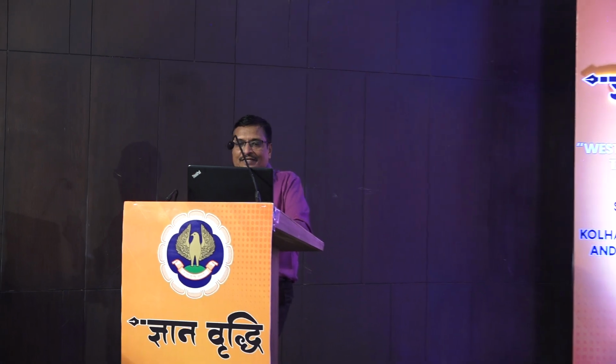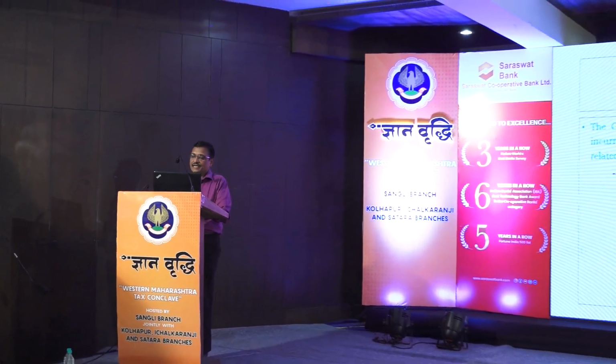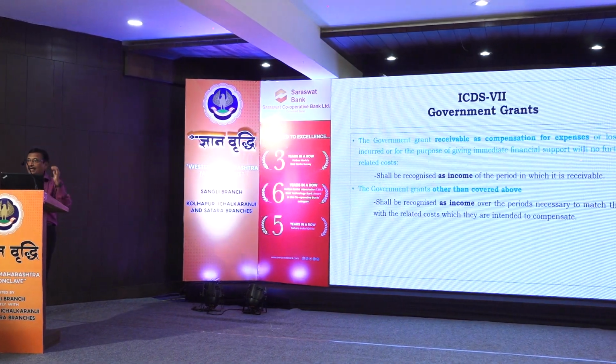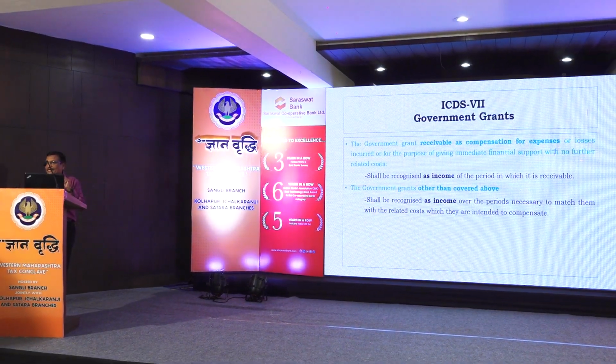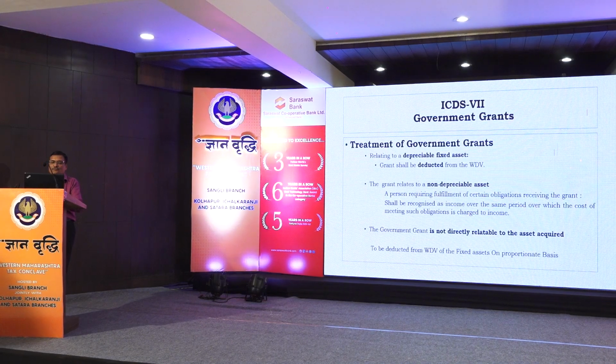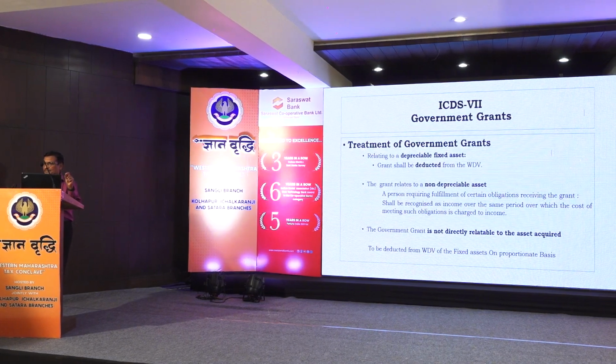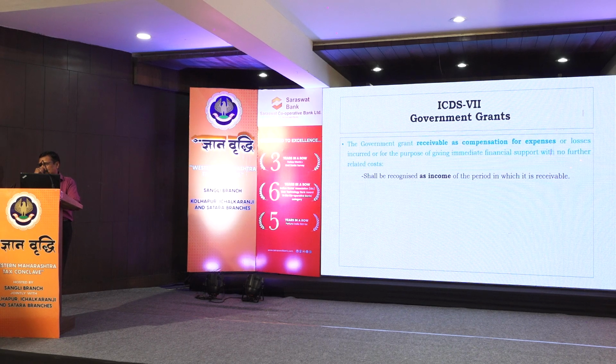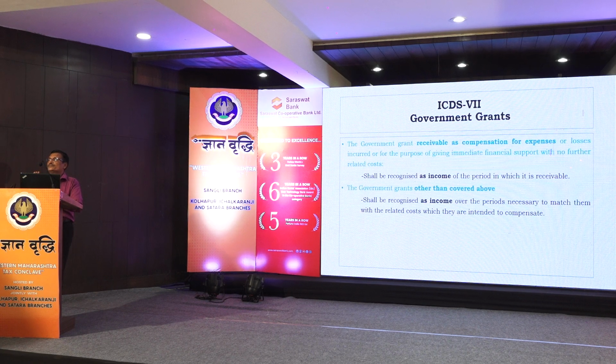And government grant receivable as a compensation of losses incurred, electricity duty and all those things as we see, they should be recognized as income in the period in which it is receivable. So these were 4 types of grants that we discussed. These 4 types were related to depreciable fixed asset, related to non-depreciable fixed asset, related to block of fixed assets. So the first 3 are related to fixed asset. The 4th one is the reimbursement of expenses, and the 5th one is the residual category.